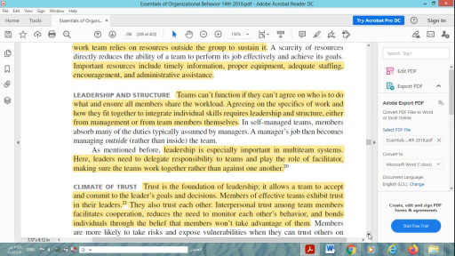طبعا حكينا في multi-team systems لأنه يكون في عندي size والعدد members كبير جدا، فبالتالي بقول لي هنا أن leadership is important in this type of system. Here leaders need to delegate responsibility to teams and play the role of facilitator, making sure that the teams work together rather than against one another.